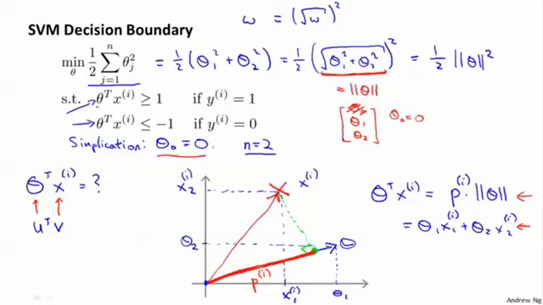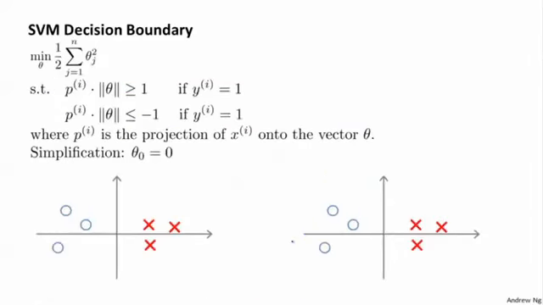What this means is that these constraints, that theta transpose xi be greater than or equal to 1, or less than or equal to minus 1, I can replace with constraints that pi times the norm of theta be greater than or equal to 1, because theta transpose xi is equal to pi times the norm of theta. So writing that into our optimization objective, this is what we get, where instead of theta transpose xi, I now have this pi times the norm of theta. And just to remind you, we worked out earlier that this optimization objective can be written as 1/2 times the norm of theta squared.